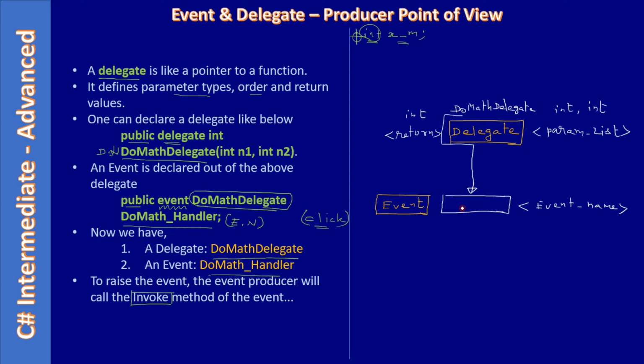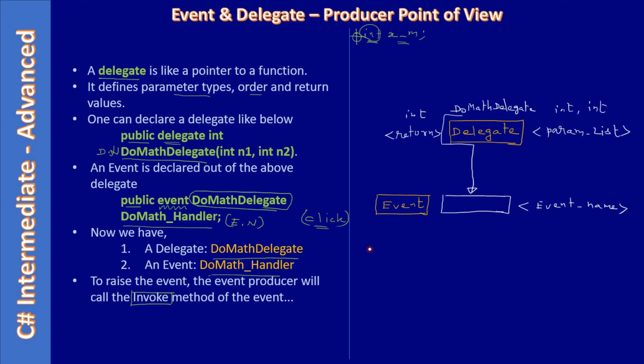This way we are telling that when the event is raised, it should call some function. So what is the signature of the function, or what type of function? That's what we are specifying using the DoMathDelegate type. So the delegate type tells what the return value and the parameter list are. When the event is raised, it should call the handler functions, and the handler functions adhere to this function type. That means it returns an integer and takes two integer parameters.